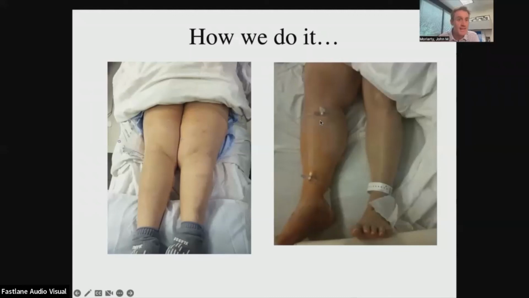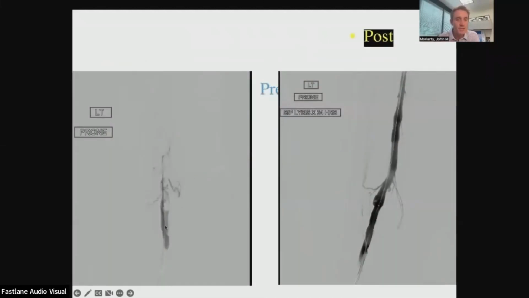These tubes are less than the width of a pencil. And here you can see this is one where we've put it into the vein behind the knee and also behind the ankle. And sometimes we do both. But the majority of the time, we use the vein behind the knee. And then we inject a dye. And this is called a venogram.